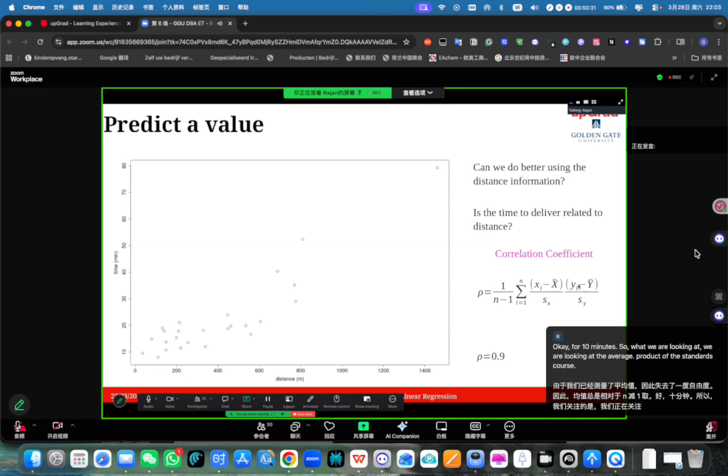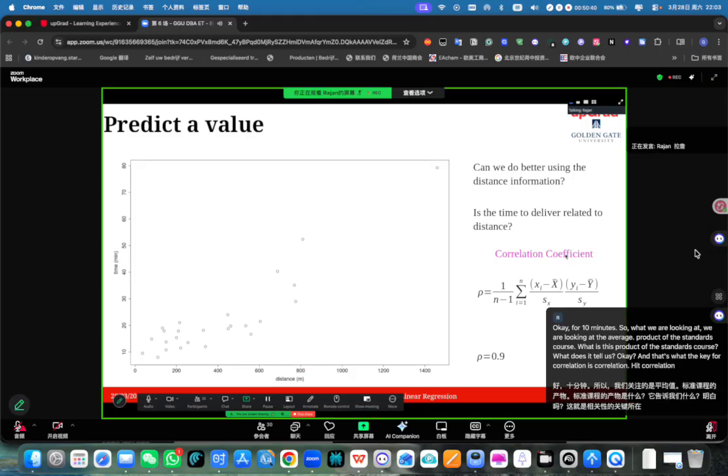What is this product of the standard scores? What does it tell us? Okay, and that's where the key for correlation is. Correlation. Okay, correlation. What is it? Are they varying together? That's the question. How much are they varying together?